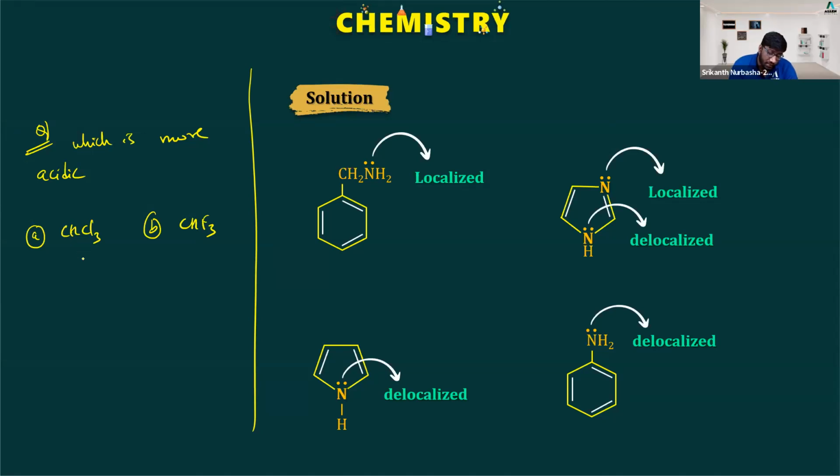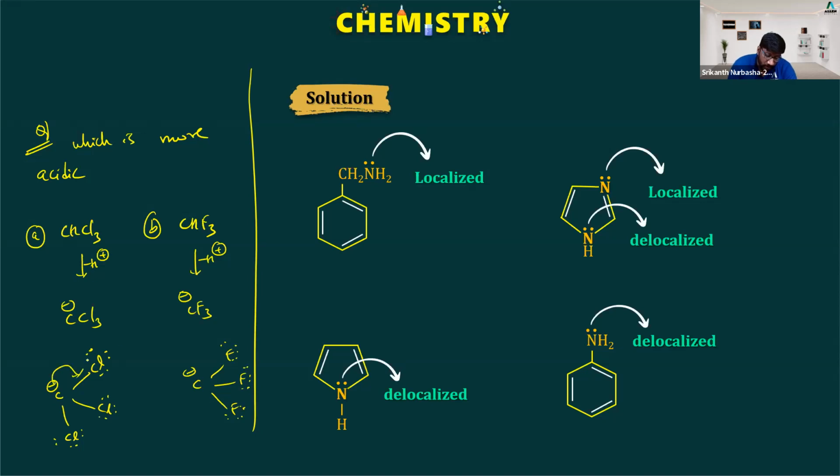Very good. So if CHCl3 undergoes loss of H plus ion, you will generate CCl3 minus. If CHF3 undergoes loss of H plus, it forms CF3 minus with a negative charge on carbon. Chlorine has 3 lone pairs of electrons, 3 chlorines, and chlorine also has vacant d orbitals. But fluorine does not have any vacant d orbitals because the 2d subshell itself is not present. So the negative charge on carbon can go into resonance. So here we can say CCl3 minus has d orbital resonance.